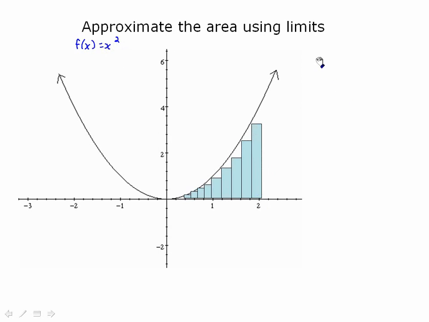So what we do, just to make this whole thing work out, is we divide the interval into n equal subintervals. So we're not assigning a specific amount for them.